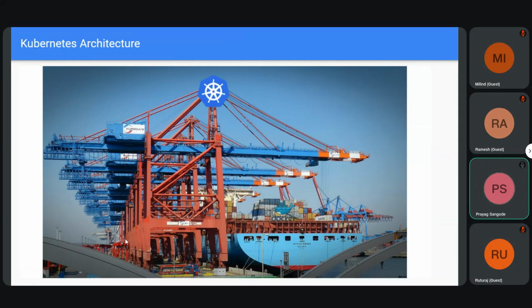If you see this, here I've shown Docker. These are the containers on the ship, and this is a kind of a crane. You can consider this crane as Kubernetes. What Kubernetes is doing is, this crane is properly placing the containers based on the resources of the ship. So the Docker containers are managed by Kubernetes. Depending on the capacity or capability of the ship, it places the containers. So this resembles a Kubernetes architecture.